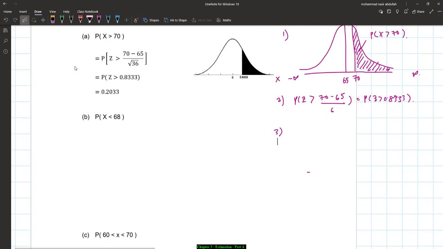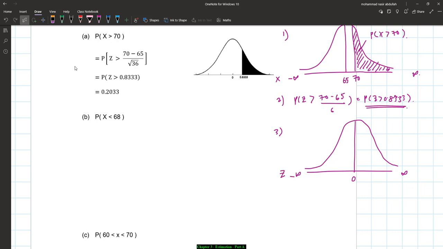So step number 3, we redraw the standard normal distribution. Tadi kita draw a normal distribution curve. Now we are drawing the standard normal distribution. For the standard normal distribution, the mean is equal to 0, from negative infinity to infinity. This is the z distribution already. So more than 0.8333 is supposed to be on the right hand side lah.